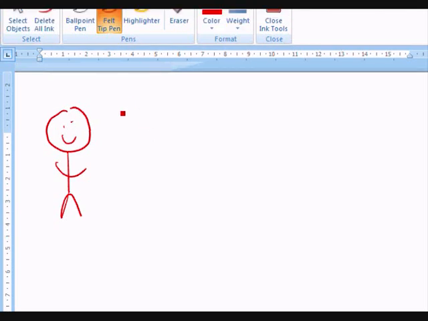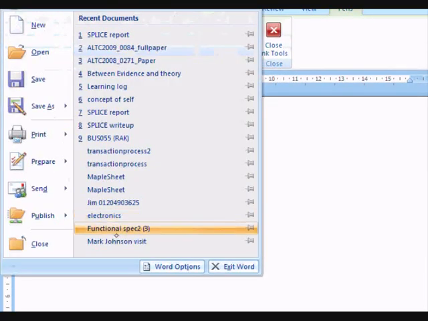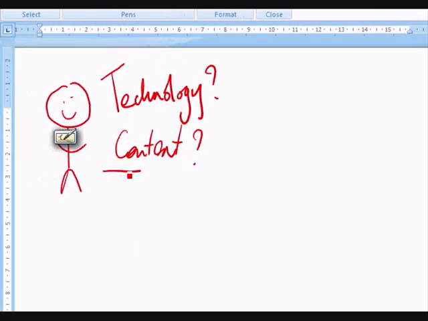Here's our student, right? And the student comes in with all sorts of questions. So the first question they might have is, what's all this technology about? Or where's the content of the course? Or what about the timetable? Because we've got face-to-face events. How am I going to do the timetable?